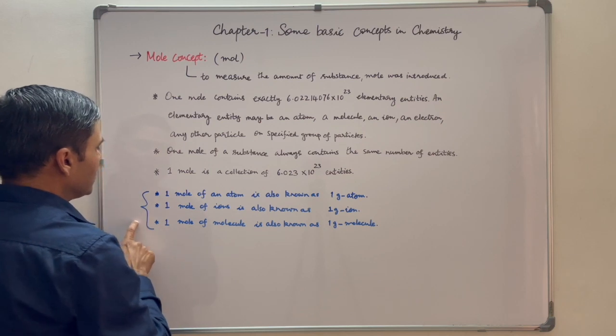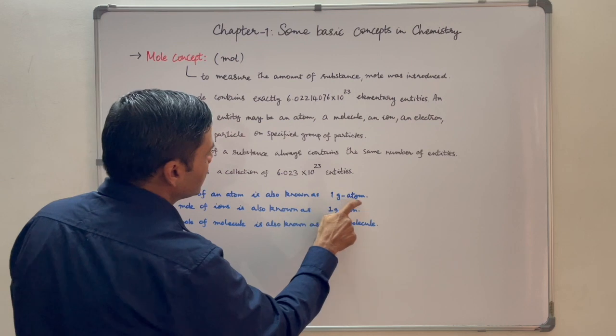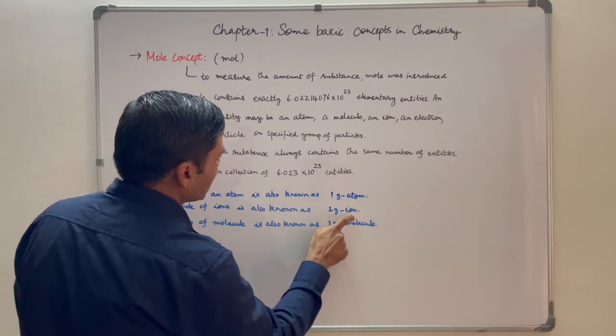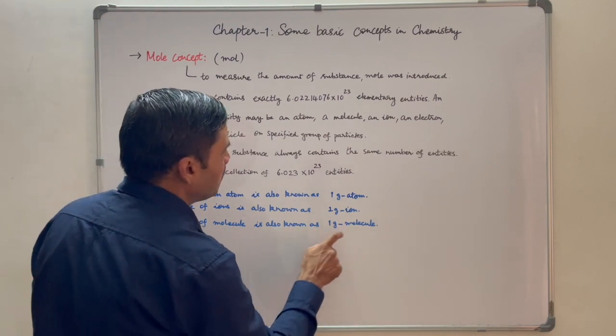Also, these statements are important. 1 mole of an atom is also known as 1 gram atom. 1 mole of ions is also known as 1 gram ion. And 1 mole of molecules is also known as 1 gram molecule.